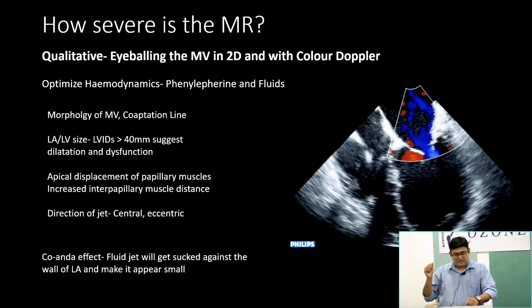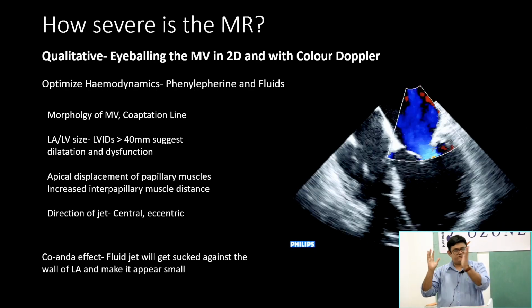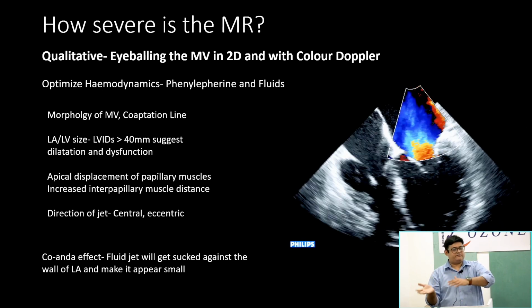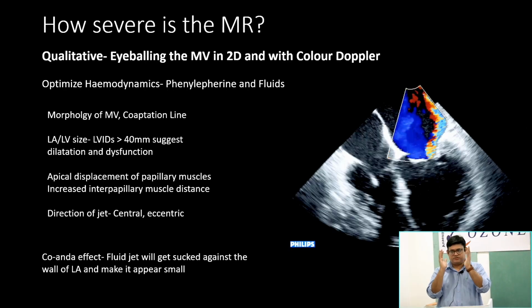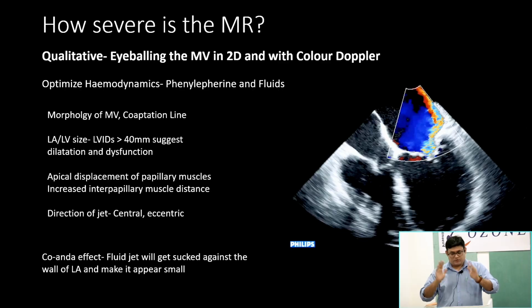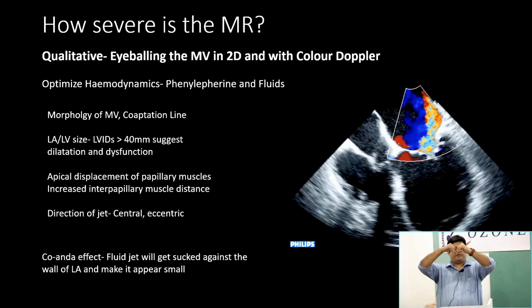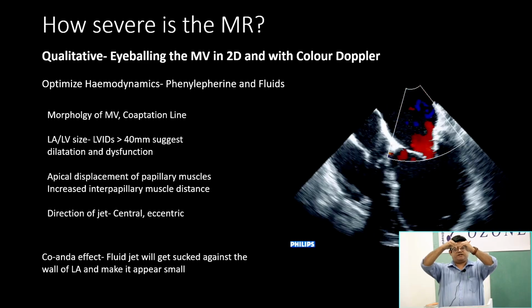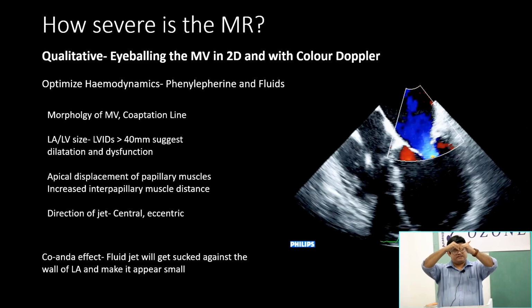Once you have achieved good hemodynamic conditions, the first thing is you look at the morphology of the mitral valve. Whatever we discussed in the previous slide, you start looking for all those things. Second is your coaptation line. So this is the coaptation line of a normal mitral valve.